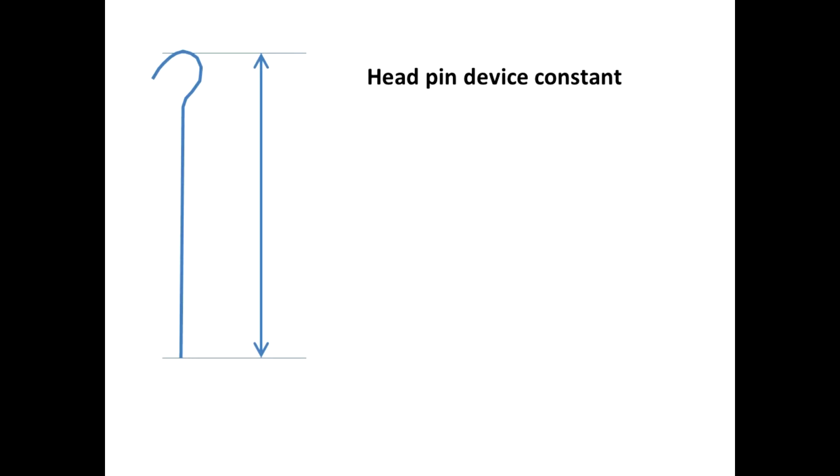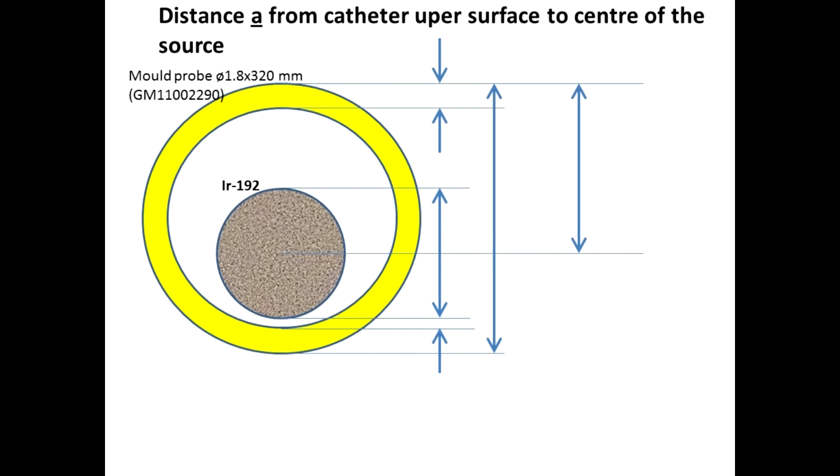Now about the results of measurements. For the length of the headpin device, the measuring tool gives 39.54 mm. We name it the device constant. The mold probe catheter has a diameter of 1.8 mm. The iridium source inside has a 0.9 mm diameter. The catheter wall is 0.25 mm. Possible tilt of the source inside the catheter gives us an additional gap of 0.1 mm. And finally, we have a distance from the catheter upper surface to the center of the source of 1 mm.